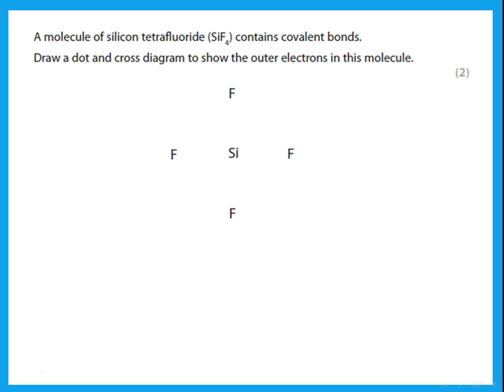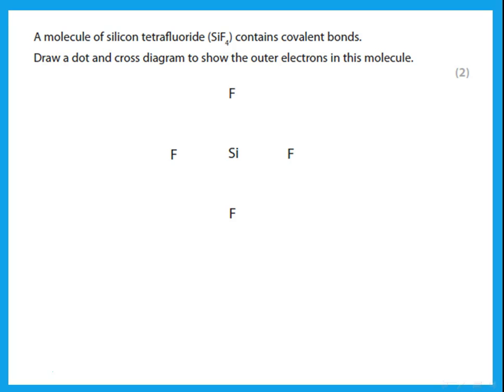A molecule of silicon tetrafluoride contains covalent bonds. Draw a dot-and-cross diagram. Show the outer electrons in this molecule. Again, you look at the periodic table, you look for silicon, and you find it is in group 4. That means it has 4 electrons in its outer shell, and that means it needs 4 more.